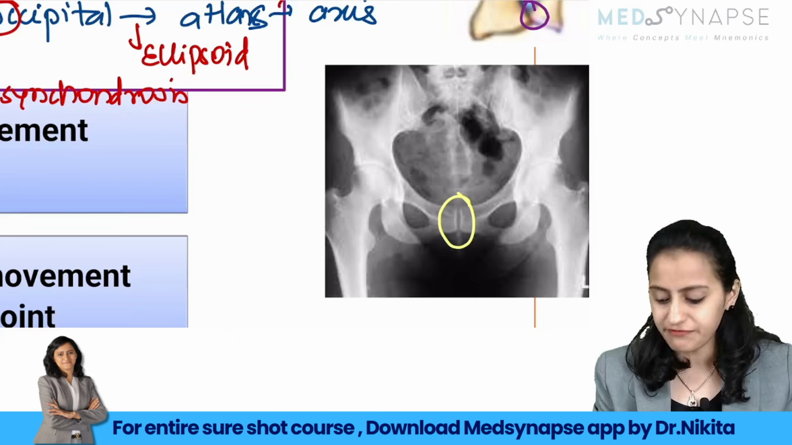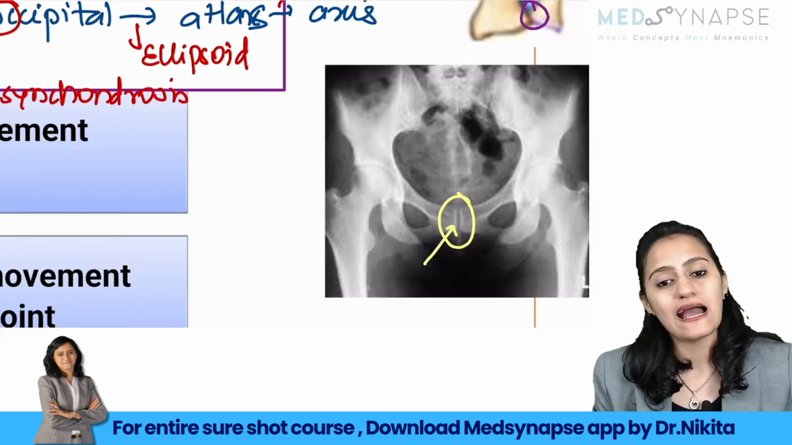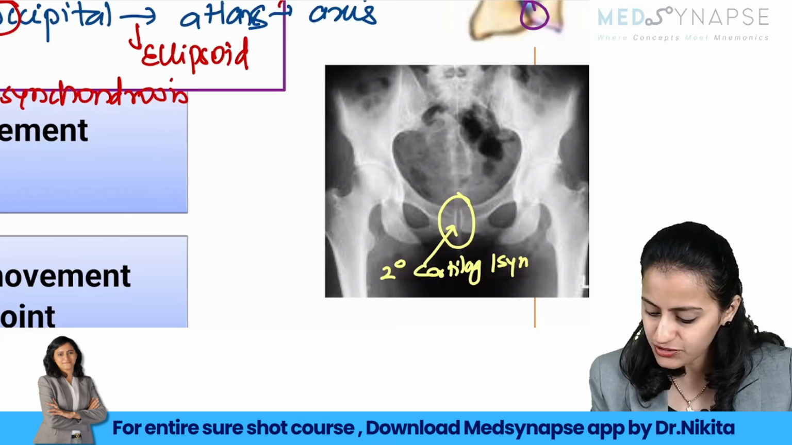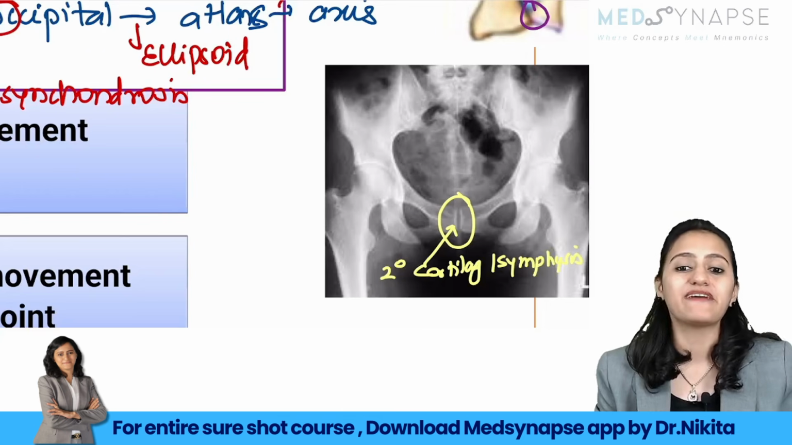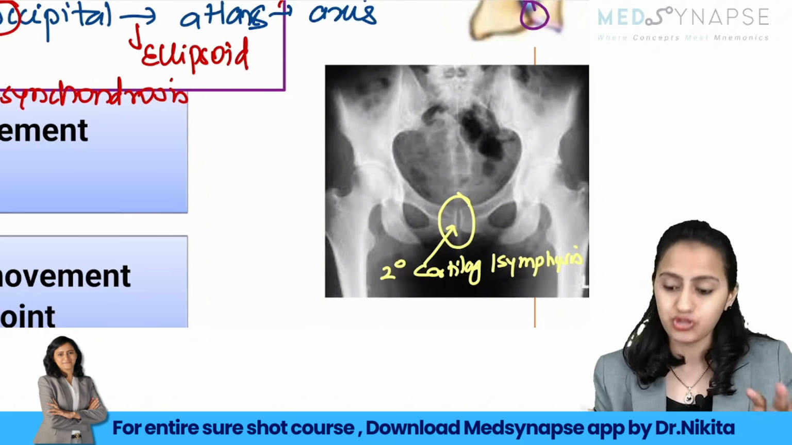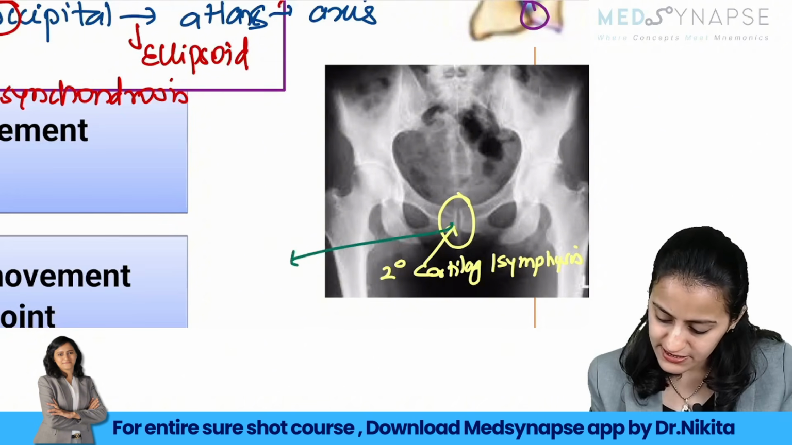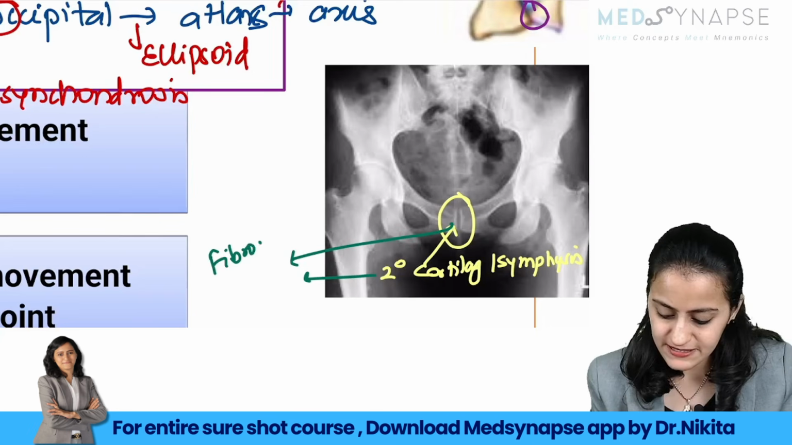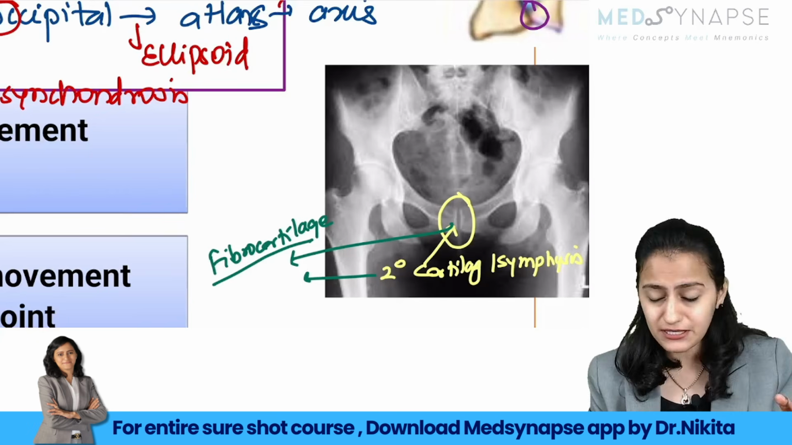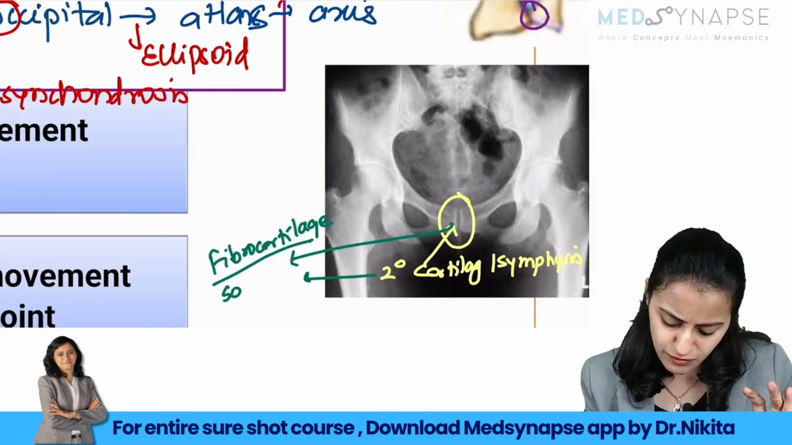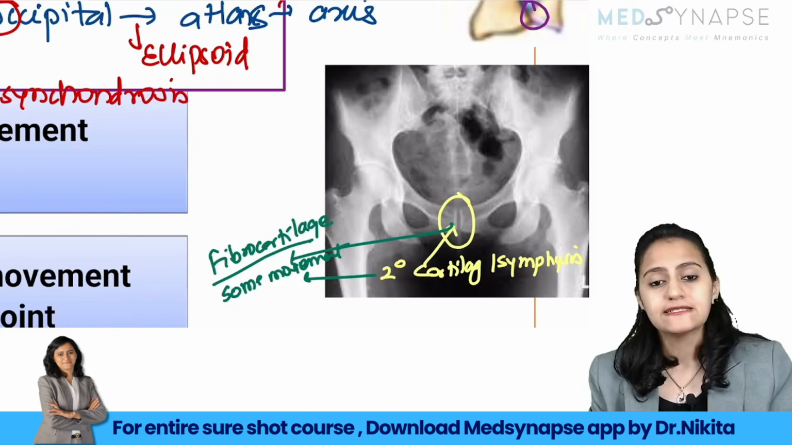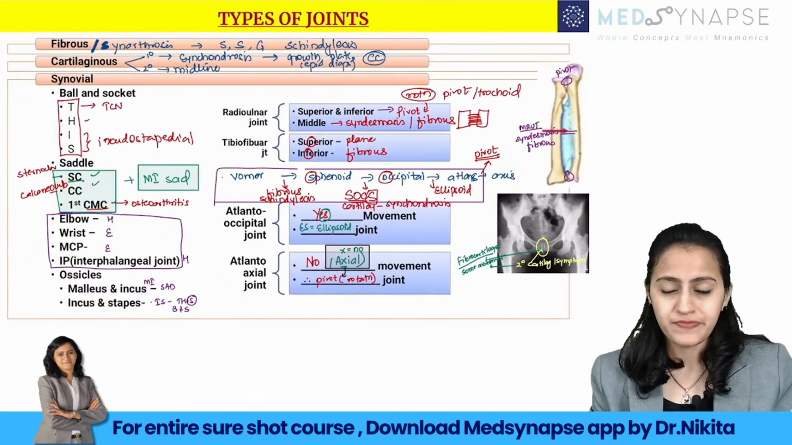This is the pubic symphysis. An arrow is marked on this, and the question is, what kind of joint is this? This is the secondary cartilaginous joint. That means it's a symphysis, pubic symphysis in the midline. What do the secondary cartilaginous joints have in their cartilage? It is a fibrocartilage, which does not calcify here, and there is some movement that is allowed here.